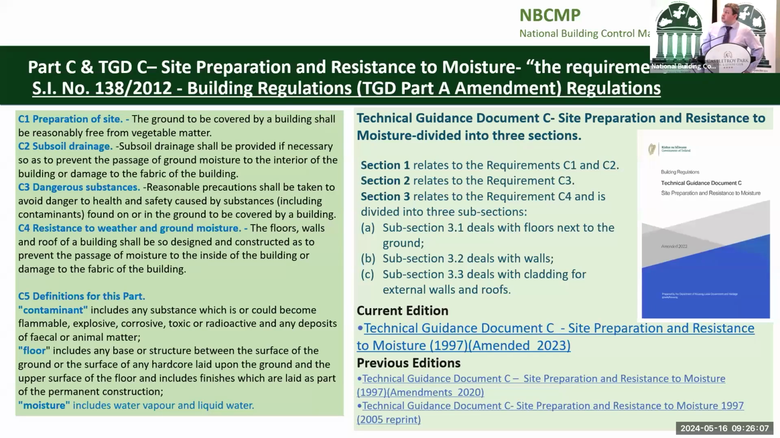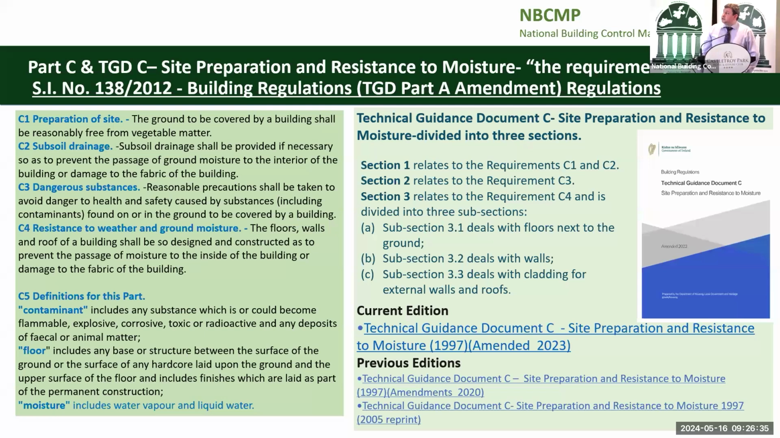So these are the requirements. C1, the legal requirements that must be met, is preparation of the site. The ground to be covered by a building should be reasonably free from vegetation matter. C2 is subsoil drainage. Subsoil drainage should be provided if necessary to prevent the passage of ground moisture to the interior of the building or damage to the fabric of the building.